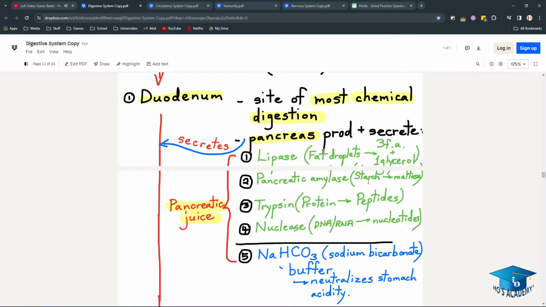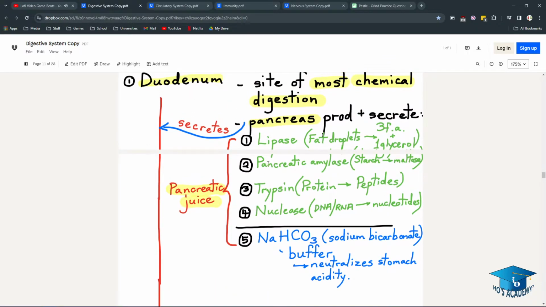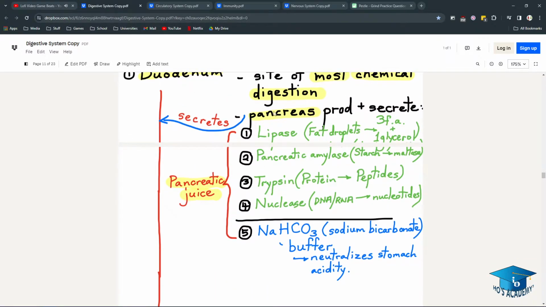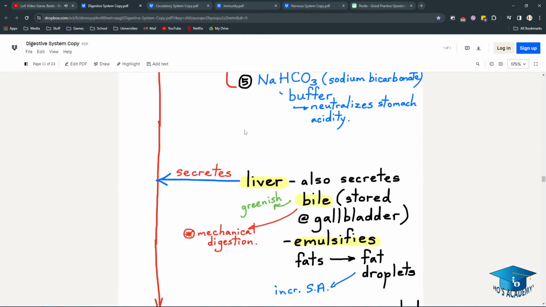Pancreatic amylase will turn starch to maltose. Trypsin will turn proteins into peptides. Nuclease will turn your genetic material into nucleotides. And this is not an enzyme, but sodium bicarbonate is a buffer that ensures the hydrochloric acid won't go overboard with the acid. So the pancreas secretes these, pancreatic juices is what they're called, into the duodenum.